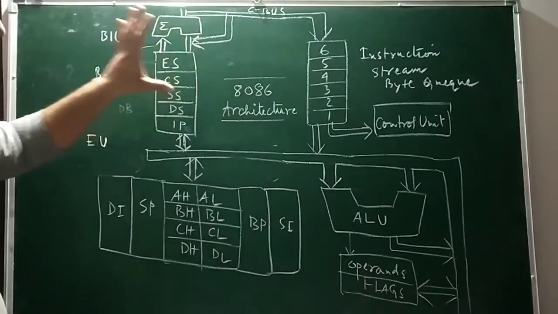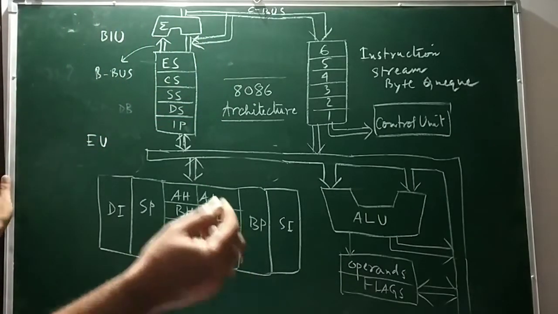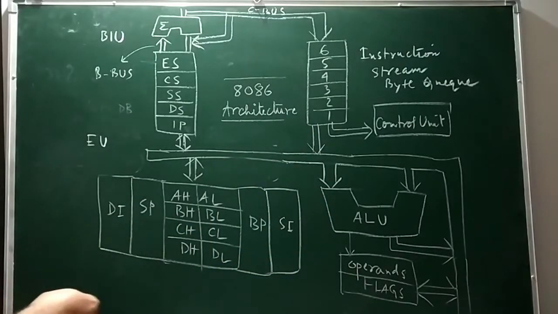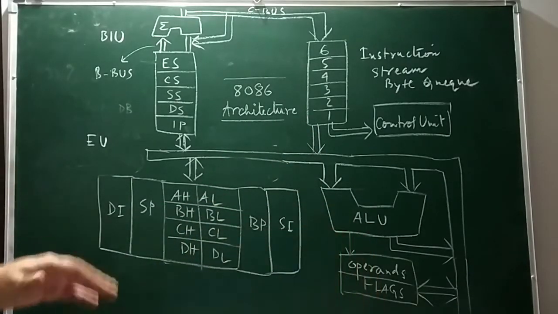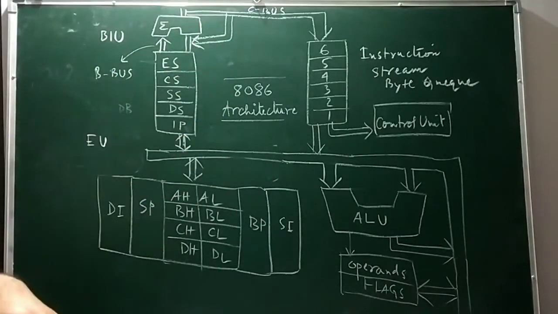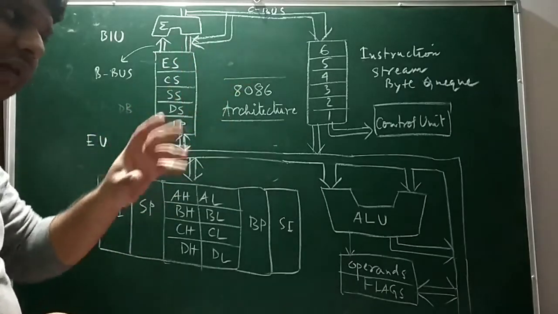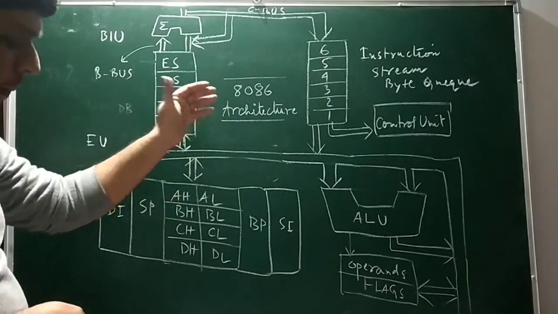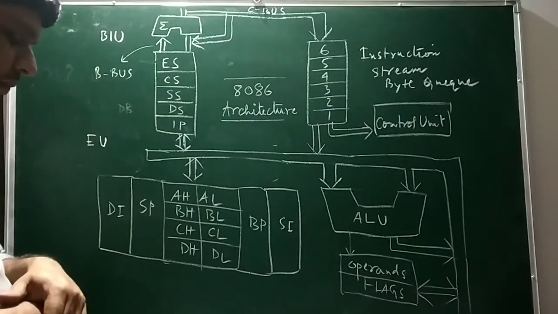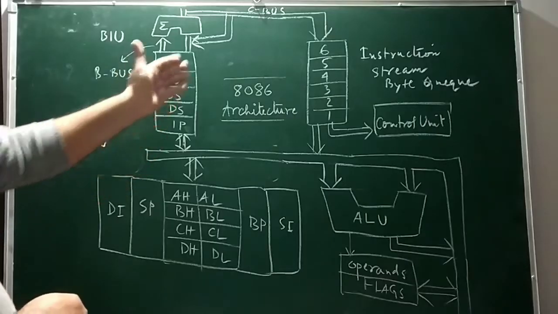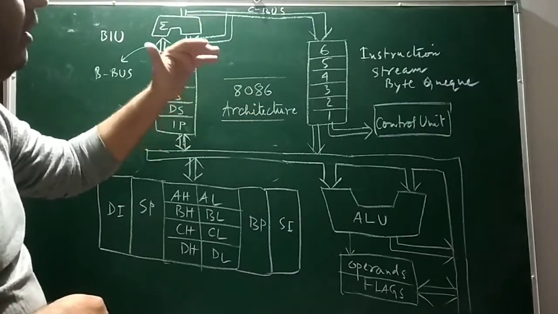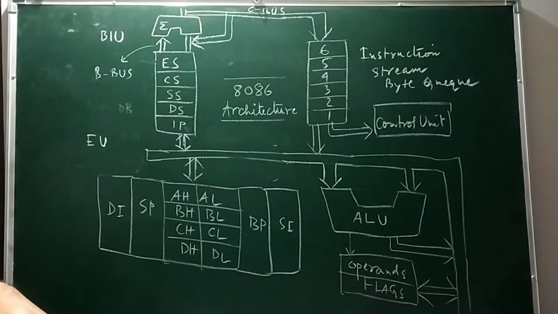So in the 8086 architecture, we have one advantage. In the 8085 microprocessor, we did not have any pipelining concept. Now, the one main advantage of the 8086 microprocessor is that it has a pipelining architecture. That is why the 8086 came after the 8085. It was the first typical advantage of the 8086.